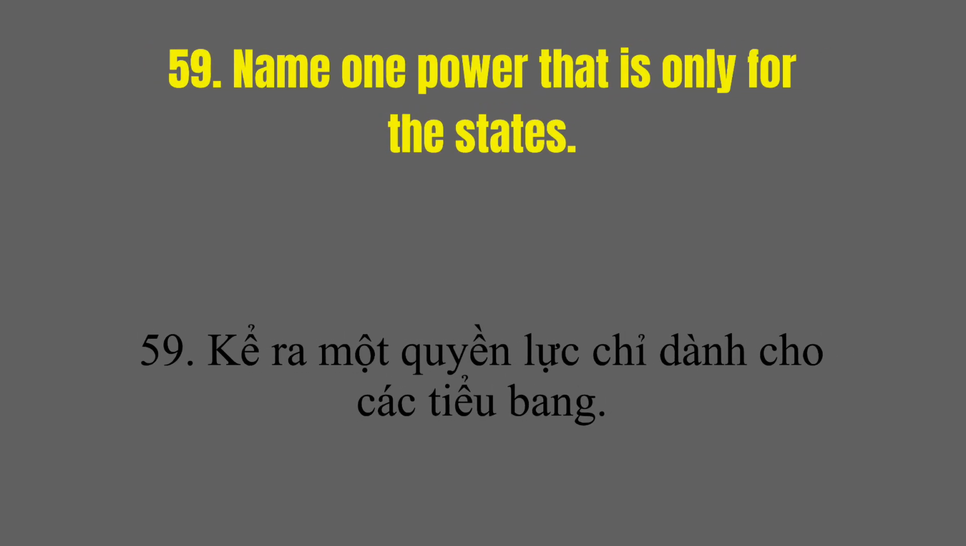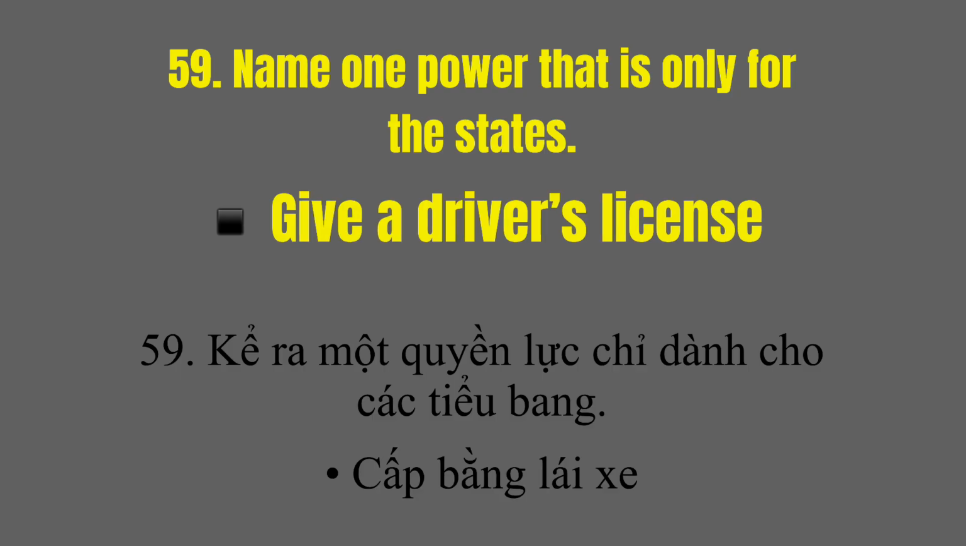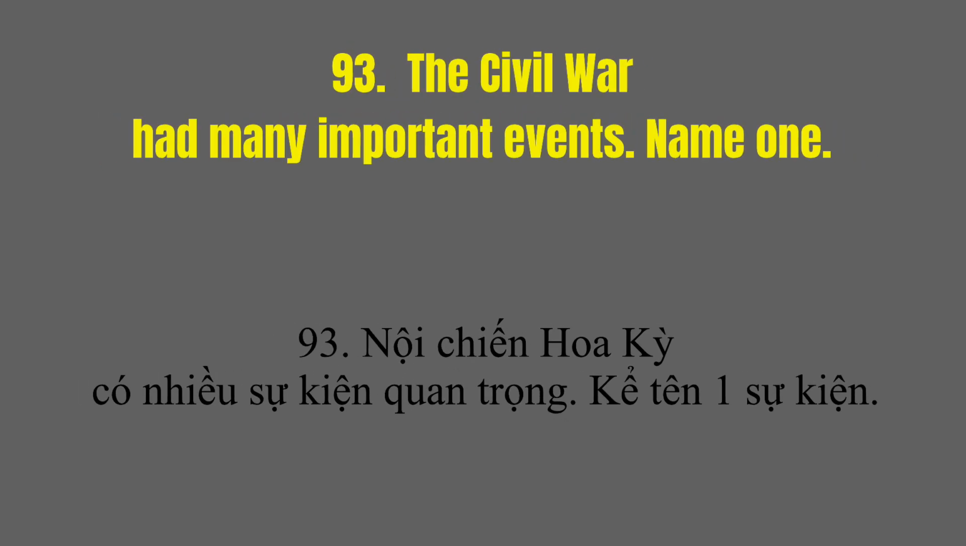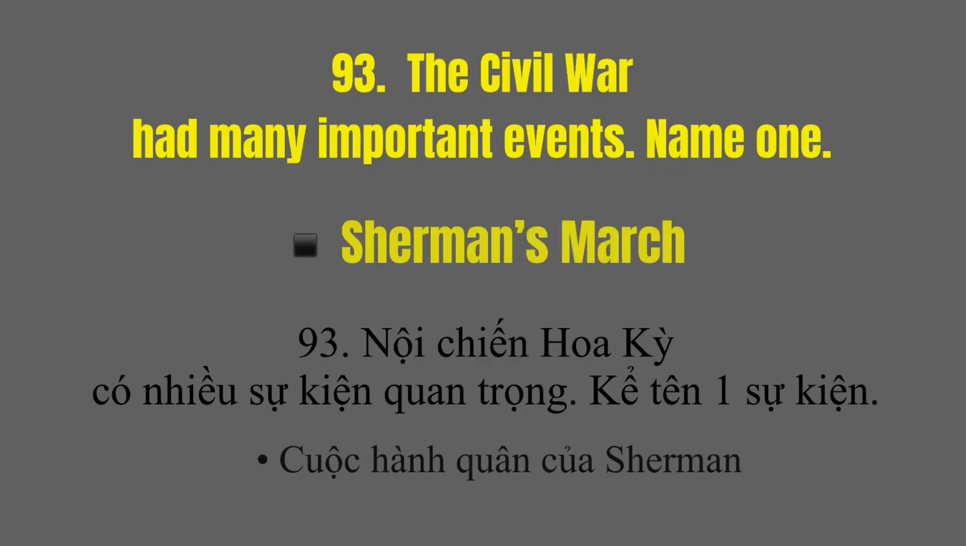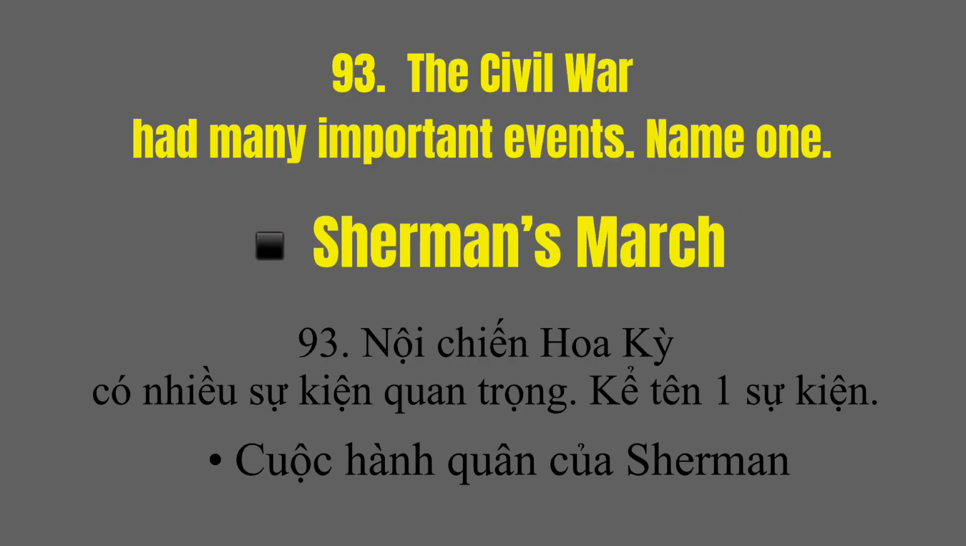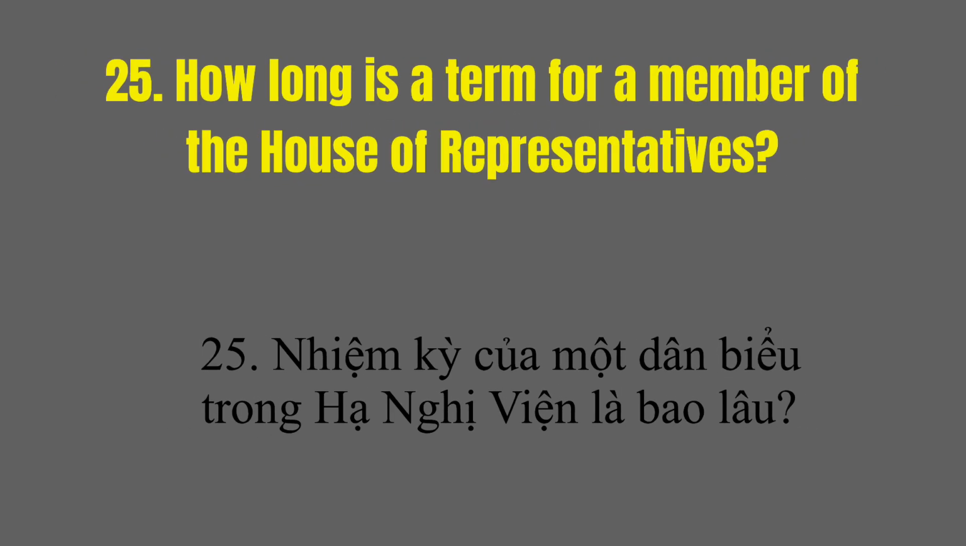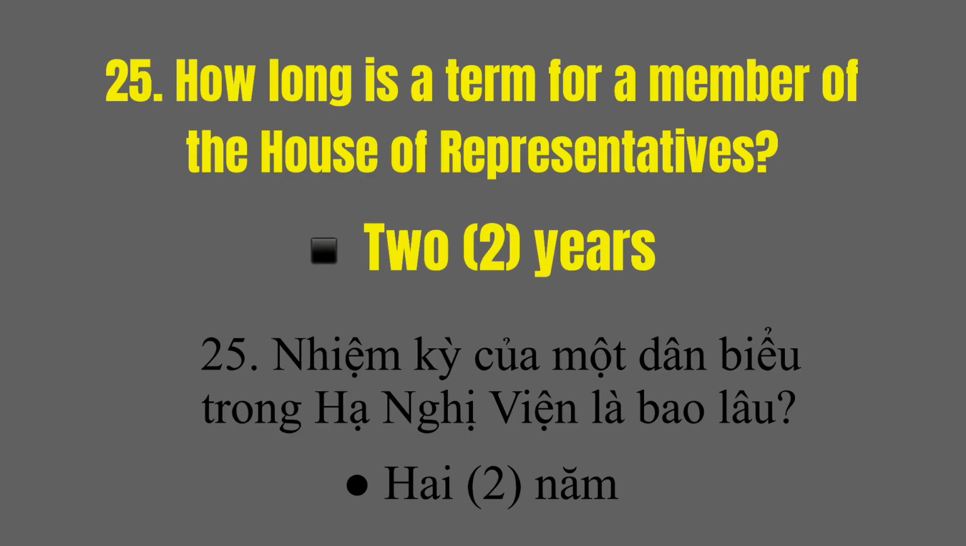Name one power that is only for the states. Give a driver's license. The Civil War had many important events. Name one. Sherman's March. How long is a term for a member of the House of Representatives? Two years.